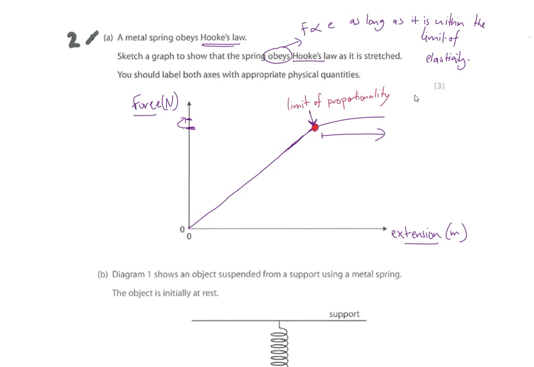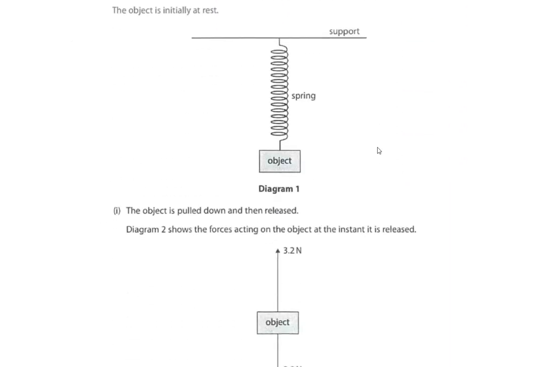Now the question tells us we want to stay within the limit, so this is what we need to do. We need only the straight line, so I can get rid of this. Okay, so only the straight line graph we need, because it obeys Hooke's law. Right, let's go to the next one.